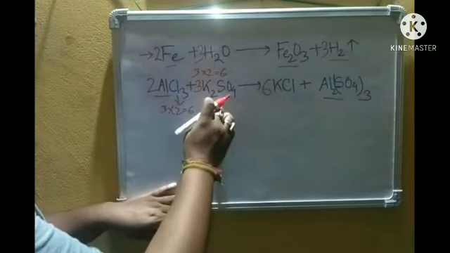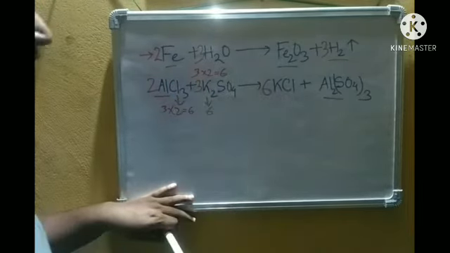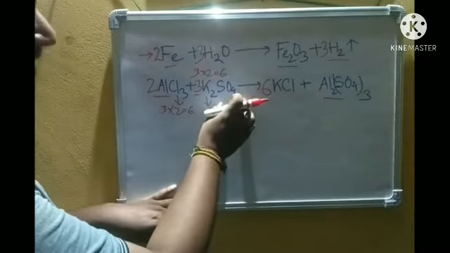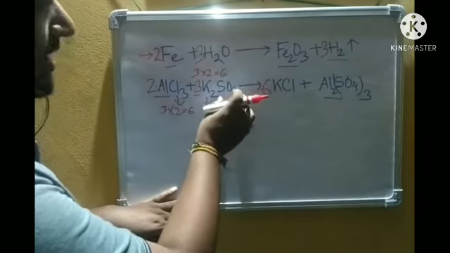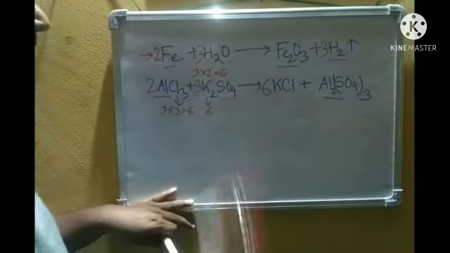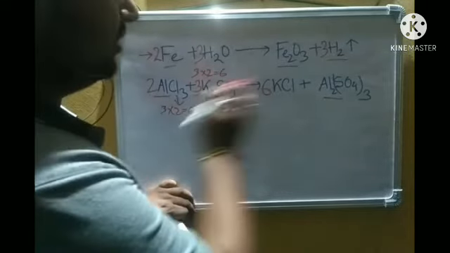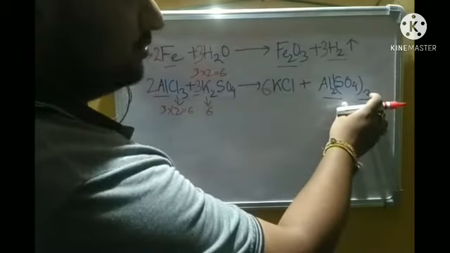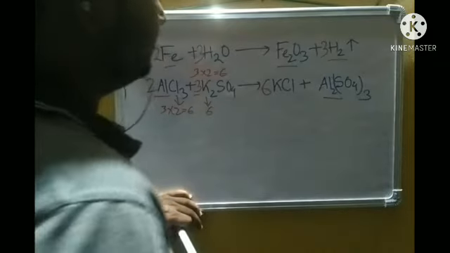Now 3 into 2, we have 6 potassium atoms. Okay, 3 into 2, 6. So as soon as we put 3 over here, the number of sulfate ions becomes 3. As a whole, if you consider the sulfate ion as a whole, it becomes 3. So now if the sulfate ion is 3 over here, we already have the number of sulfate ions on the product side equal to 3.